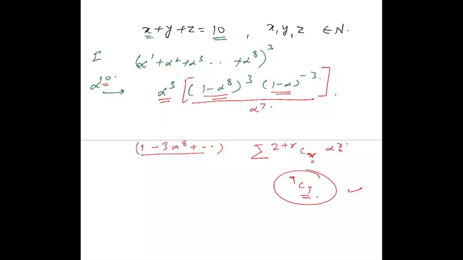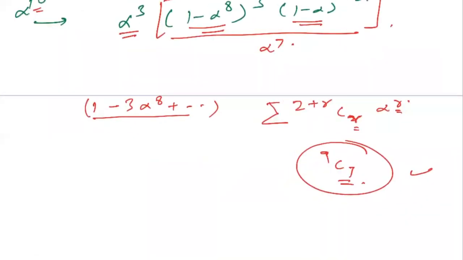Hope everyone is done with this, right? Now, the second of this is when we are saying x plus y plus z is equal to 10, and x, y, z are natural numbers, right? x plus y plus z, x, y, z belong to natural numbers.